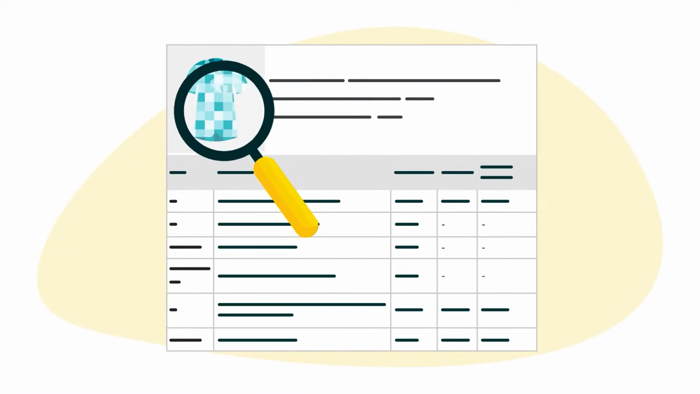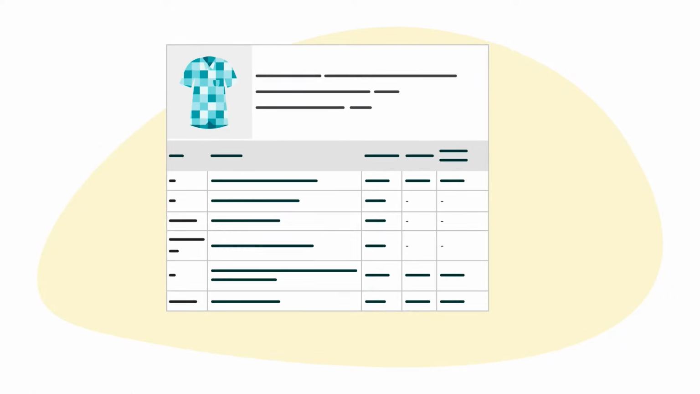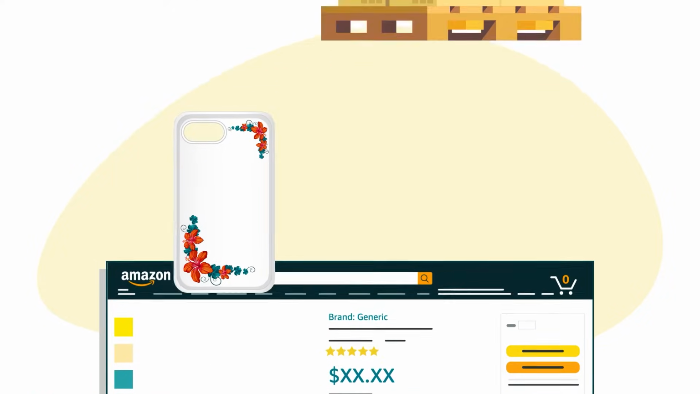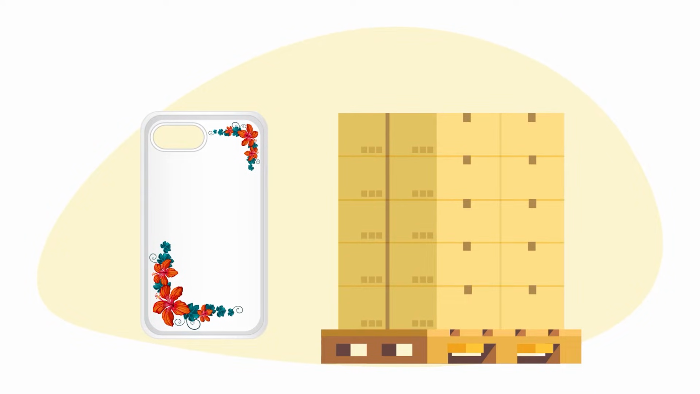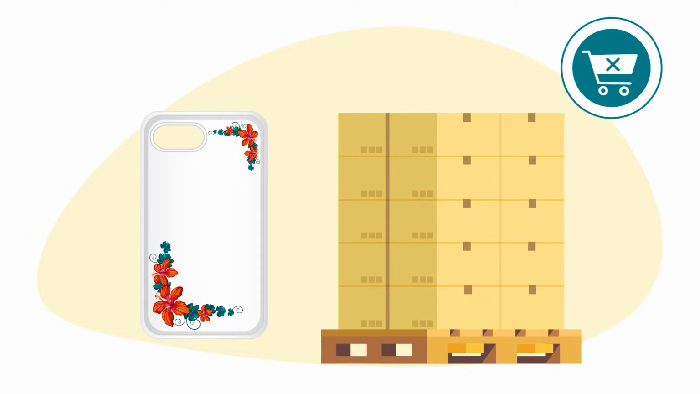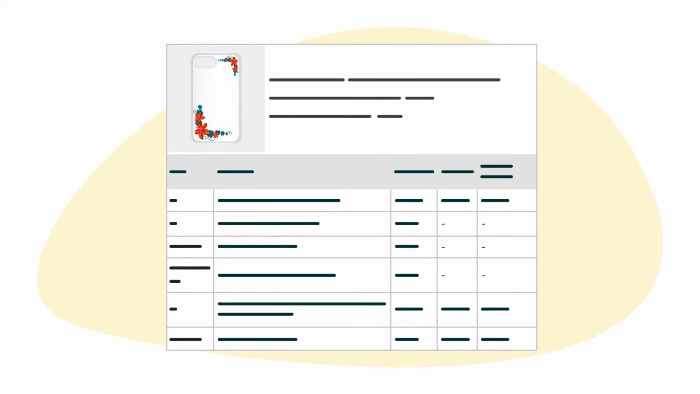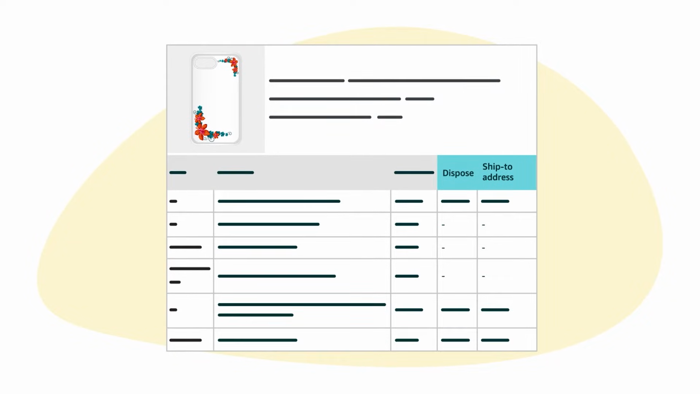Now let's go over an example liquidation. Imagine you sell cases for mobile devices in the Amazon store, and you have an excess of unsold or returned cases that you want removed from the network. You can see your options for returning or disposing of inventory in the 2 far right columns with the headings Dispose and Ship to Address.